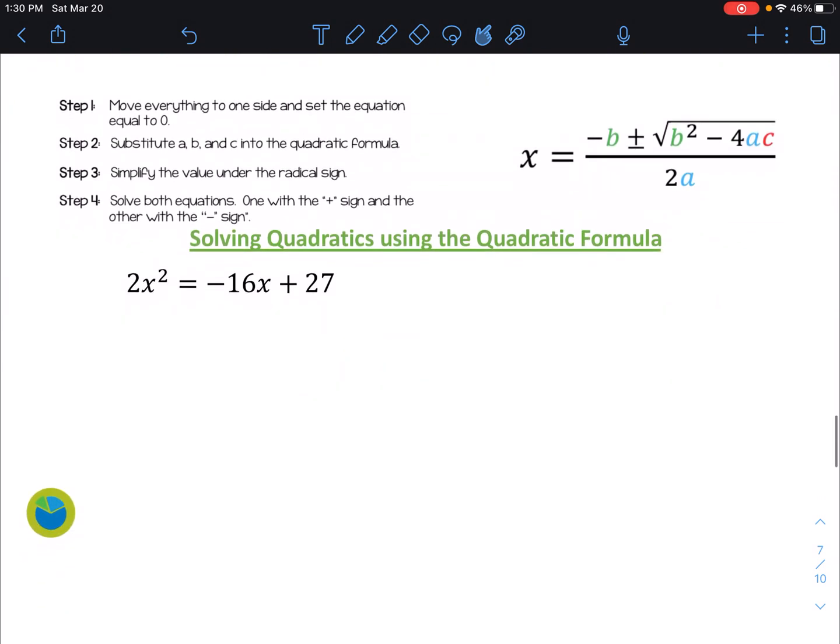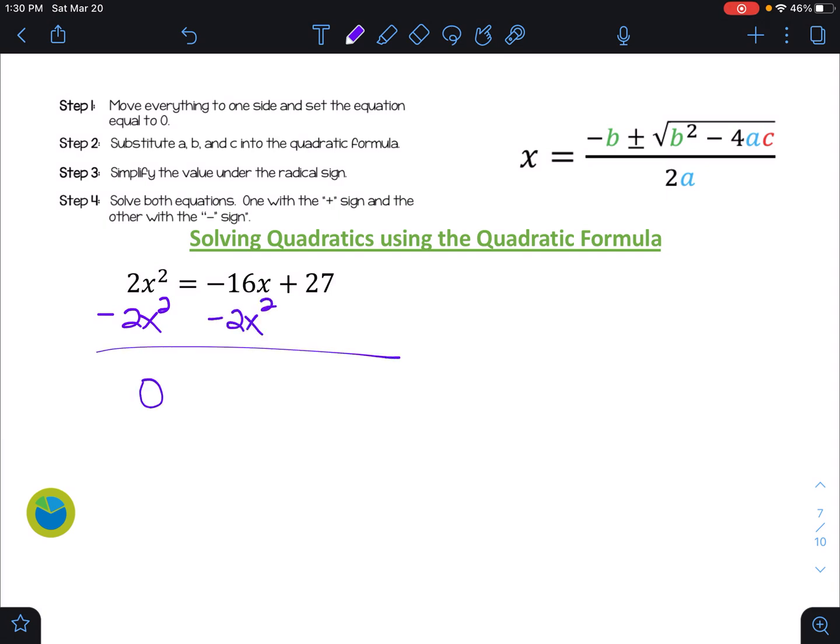I'm not going to go through the whole one on this one, but I just wanted to point out that with this one, you could move these both to this side, or you could just take this and move it to this side. So let's say I'm going to move this one to this side. In order to do that, I would go minus 2x squared, and minus 2x squared, right? This would give me 0. This should go first because it's your x squared term. Remember, always in standard form. So this would be -2x squared minus 16x plus 27.